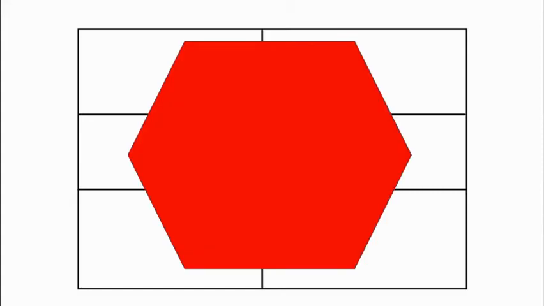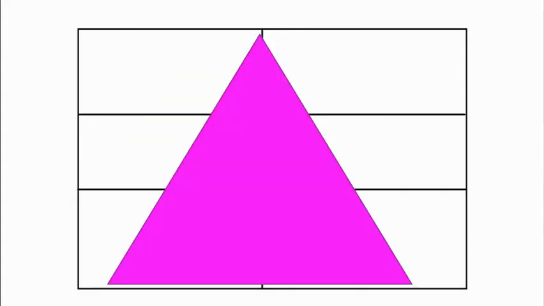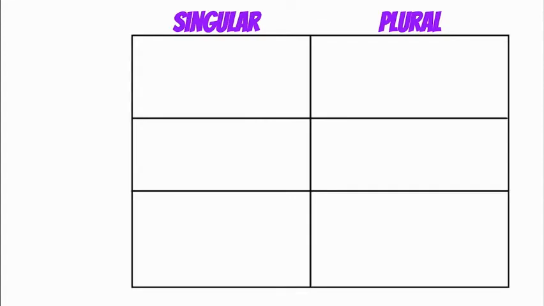Why does your teacher always put it in this shape? I mean, why not put a hexagon or a triangle or a heart? Why does it have to be this shape? And it's because the shape has meaning. The first column is for singular. That means one person. The second column is for plural. That means more than one person. And then the 3 rows are for first person, second person, and third person.